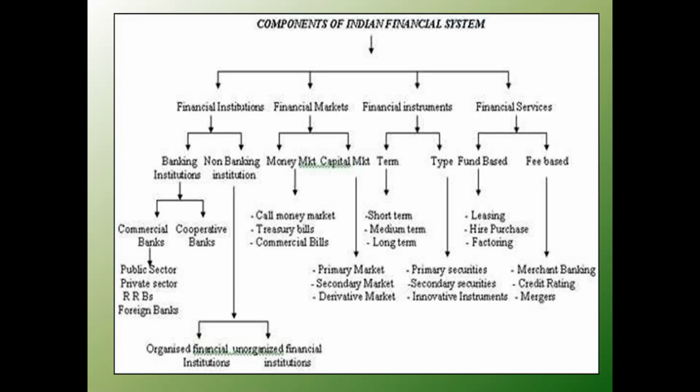Now, this chart is just representing the components, main parts of the financial system. There are main four parts, namely financial institutions, financial markets, financial instruments, and financial services. One by one, we'll just go over this in detail. We will discuss the same in future.